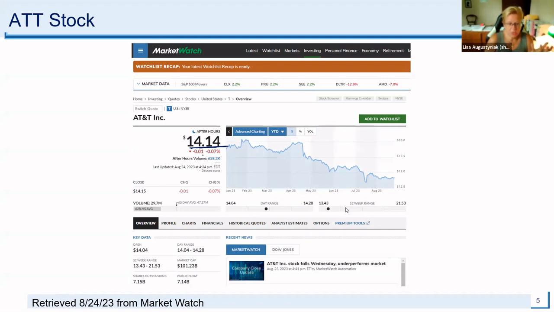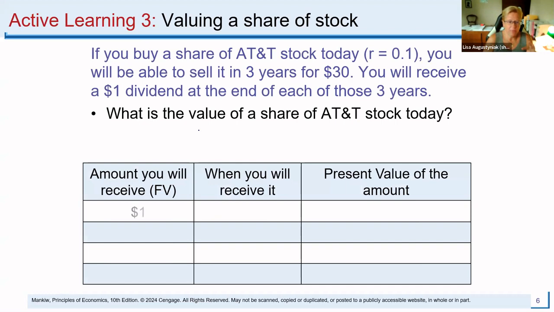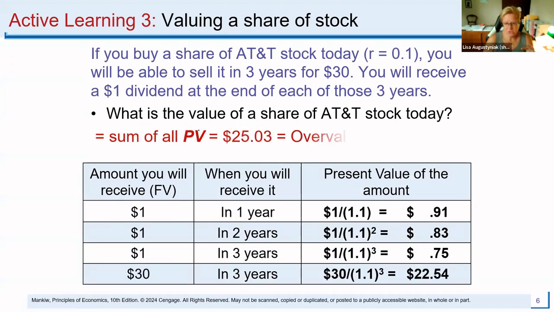So I pulled this from MarketWatch. We can kind of see over the year what has happened. So we valued it at, what was it, 25 something. So you can see that this particular share of stock is only trading, its price is at 14.14. So when we looked at our problem, and we added all of this up, it's overvalued. Why is it overvalued? Because the price is 14.14, and our value was 25.03. Because our value is greater than our price, the stock is overvalued.